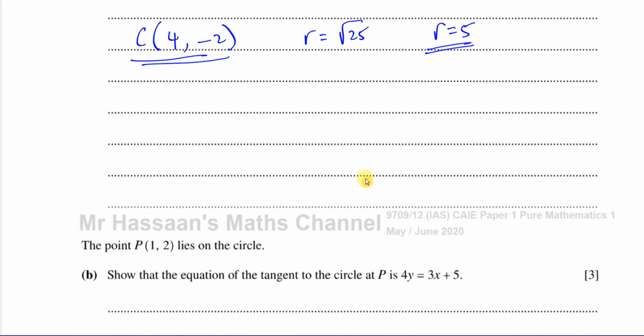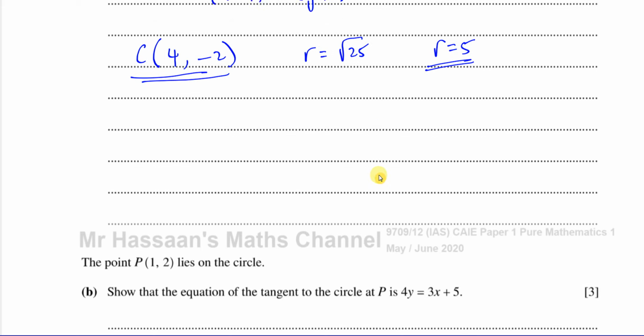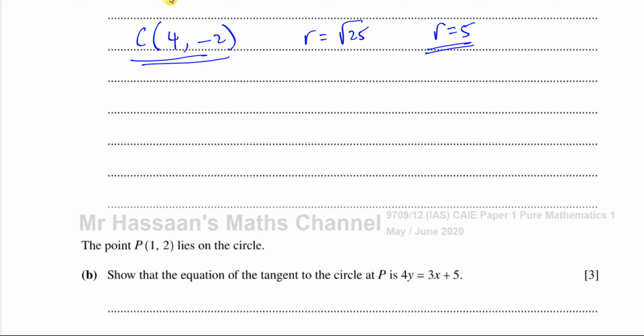Okay, now for part B, it says the point P (1, 2) lies on the circle. Show that the equation of the tangent to the circle at P is 4y equals 3x plus 5. Okay, so I'm going to make a little sketch of a circle. I'll put it up here a bit so I've got more space to show my steps. So say that's the center of the circle, and we have our circle.